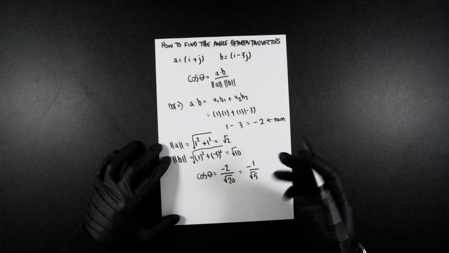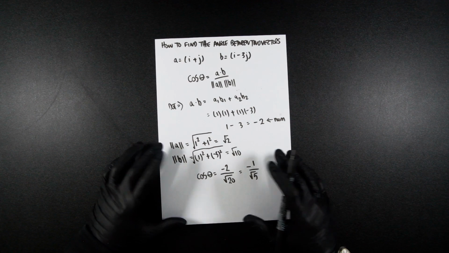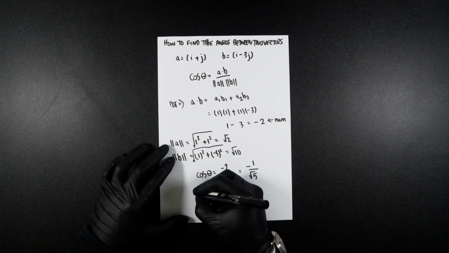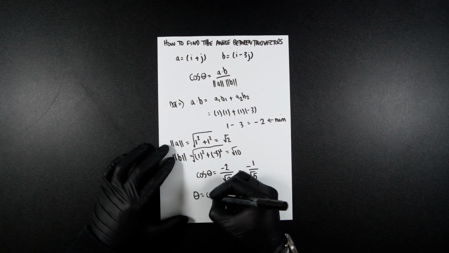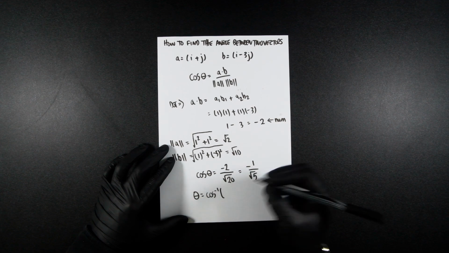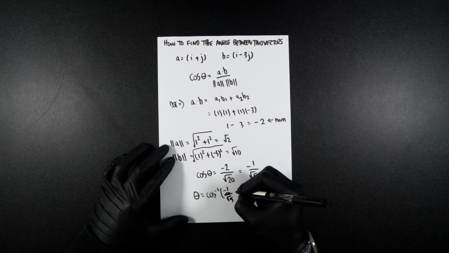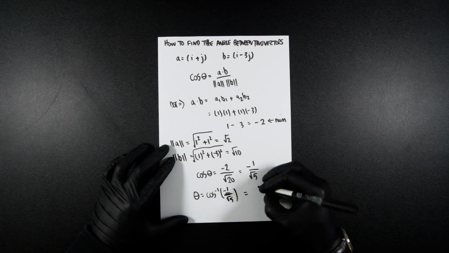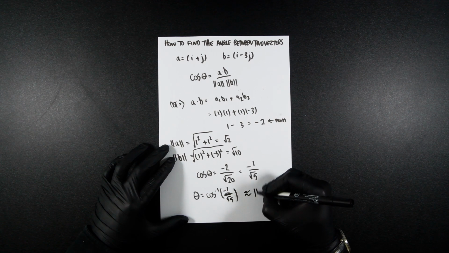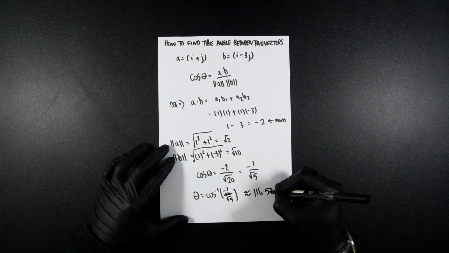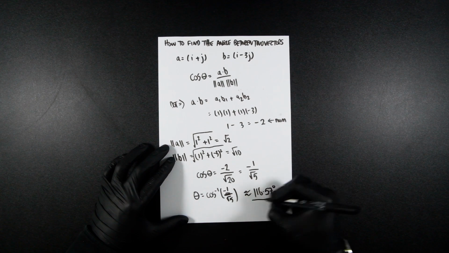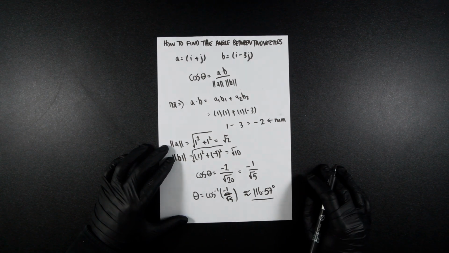So we need to now find out what theta is, the angle, the whole point of this. So theta would be cos to the minus 1 of minus 1 over root 5. So that's going to roughly equal 116.57 degrees once you plug it into your calculator.